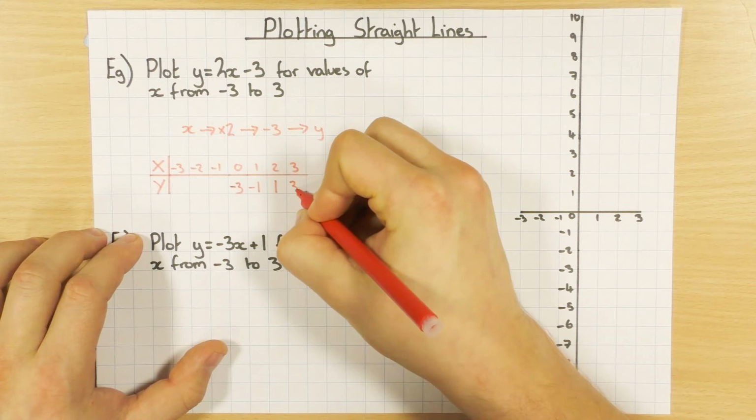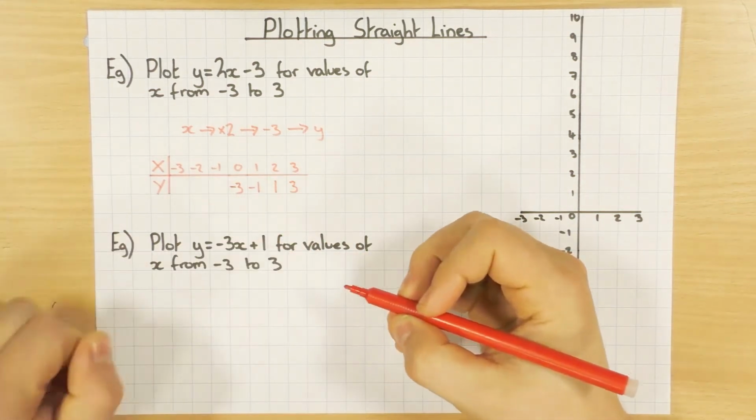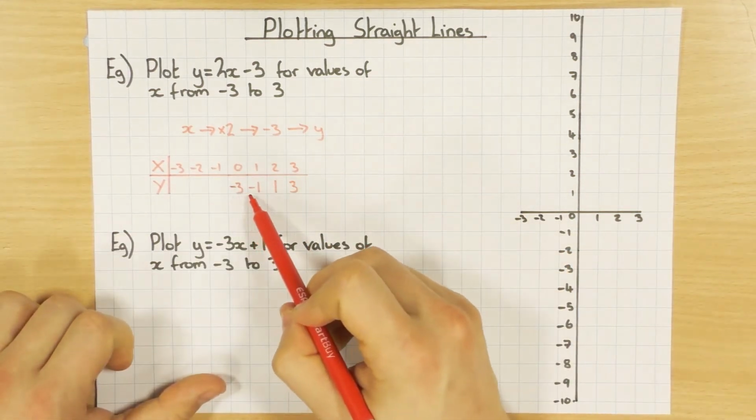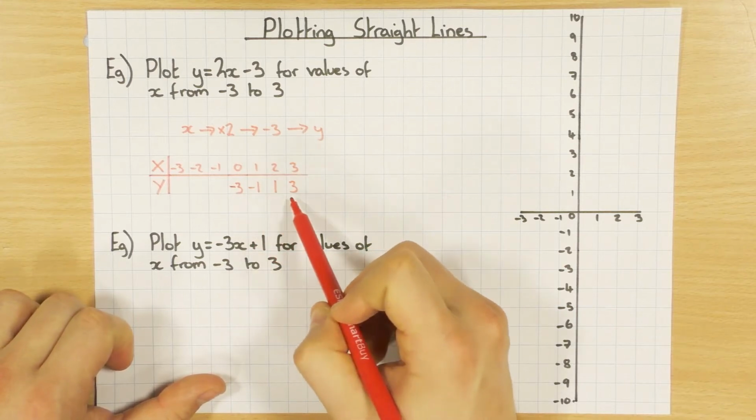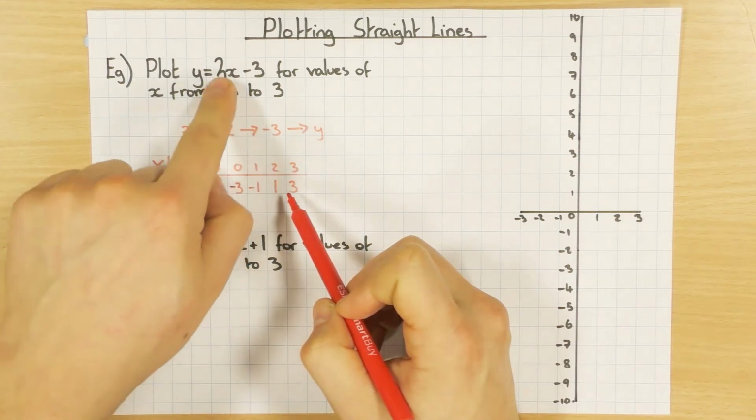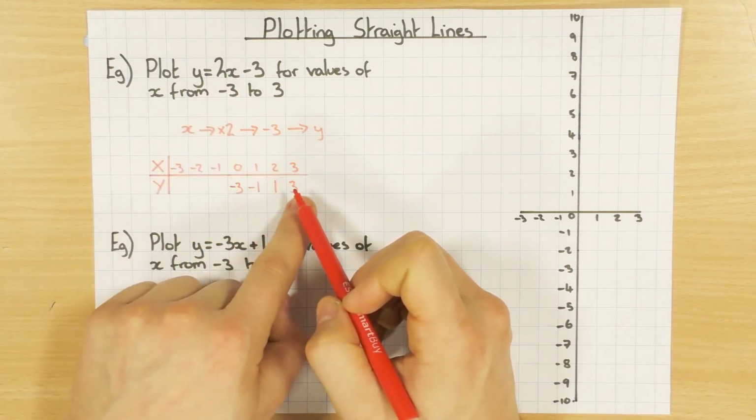is 3. Now you may have gotten onto it already, but if you haven't, you can see that this is going up in 2s. So -3, -1, 1, 3, it's going up in 2s. That's because you times them by 2, or it's 2x there, it's going up in 2s.